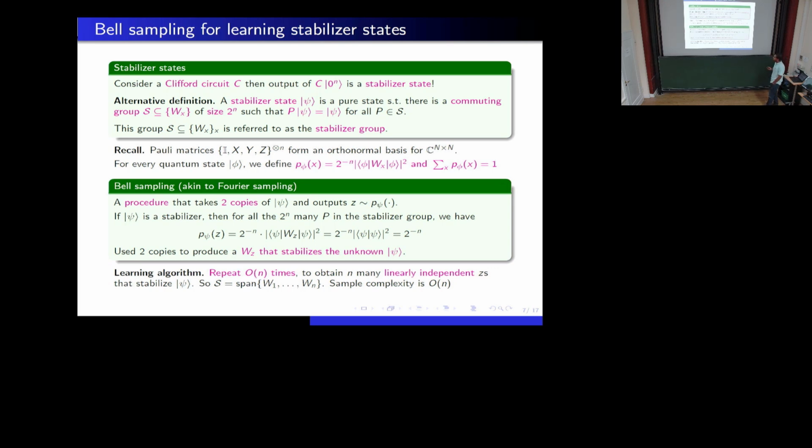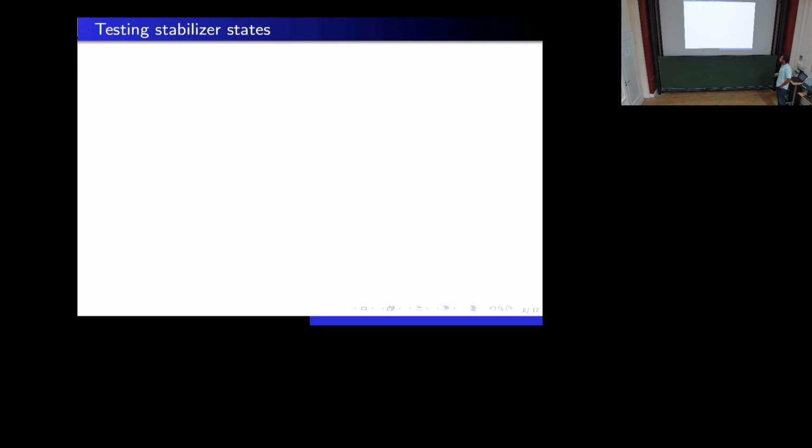Right, so maybe if this was again too much quantum for you, just think of Bell sampling as a procedure that helps you sample from this distribution. With a little bit of analysis, I told you that this distribution is actually interesting because it produces a basis for the subgroup that characterizes my unknown quantum state. So if I just obtain n many linearly independent Pauli matrices, this characterizes my unknown quantum state. So this is learning, it's pretty simple, and this has been known for quite a long time.